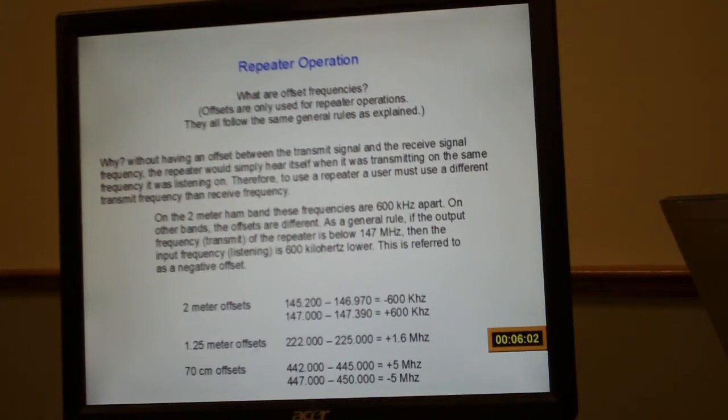And for 2 meters, the offset is plus or minus 600 kilohertz. For the 220 band, 1.25 meters, it's 1.6 megahertz plus. The 440 band, or the 70 centimeters, is plus or minus 5 megahertz. Now, who came up with those numbers? I have no idea. But they work. They split.